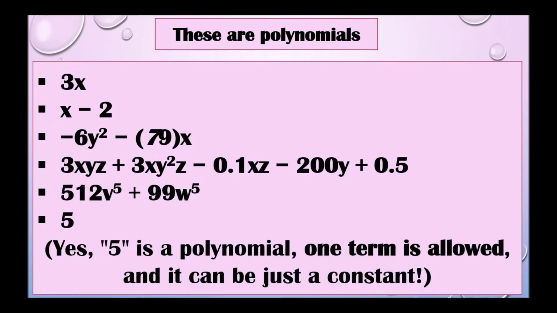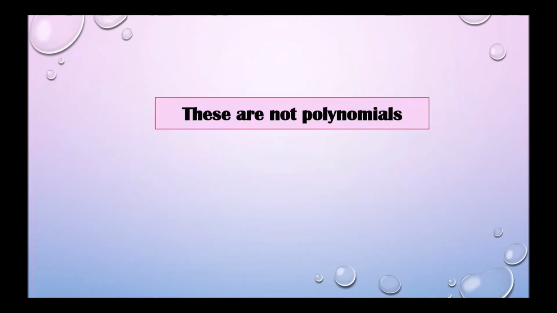See the examples of polynomials. 3x, x minus 2, minus 6y square, minus 79x. 3xyz plus 3xy square z plus 0.1xz minus 200y plus 0.5. 512 v raised to 5 plus 99 w raised to 5. 5. Yes, 5 is a polynomial. One term is allowed and it can be just a constant.